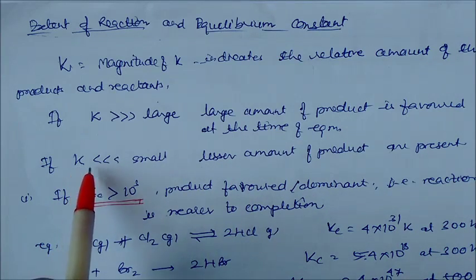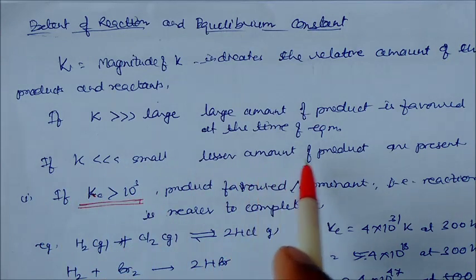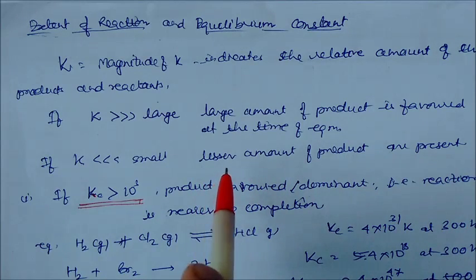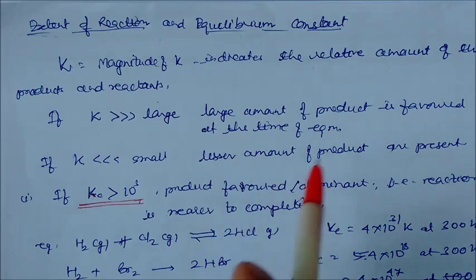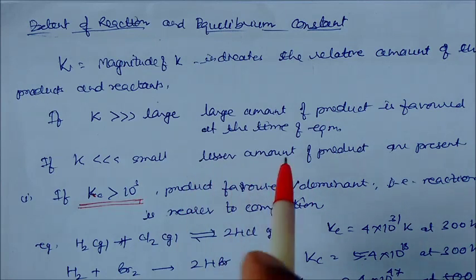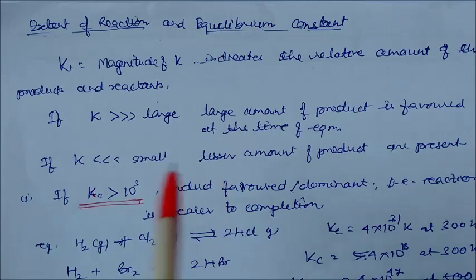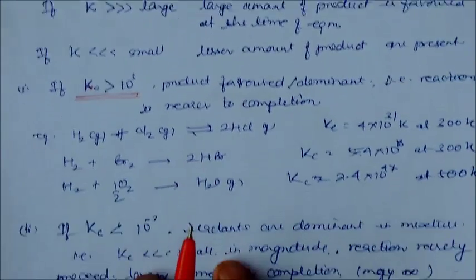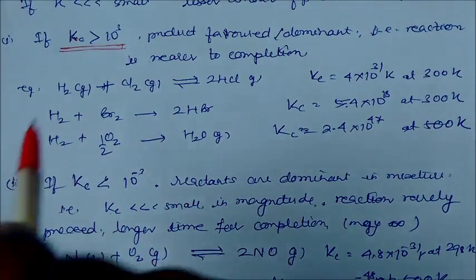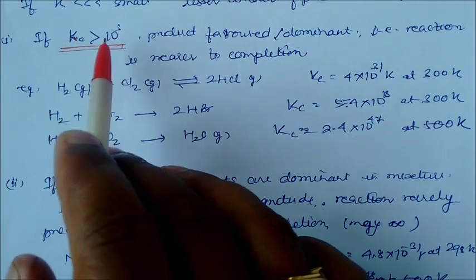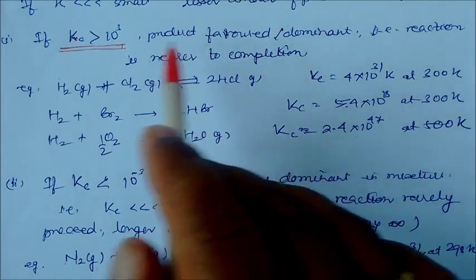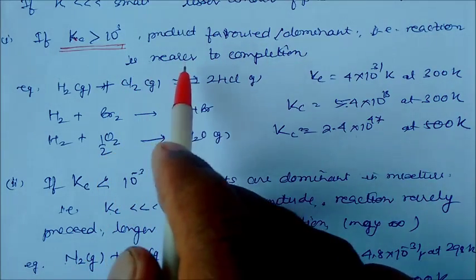If the value of the equilibrium constant is very small, it means a lesser amount of product is present, so the product is hardly formed. It looks like the reaction has not taken place. The reaction had taken place, but it looks like it did not because the majority of the reactant is present. We will understand this by taking some numerical values. If Kc is greater than 1000, then the product is favored and dominant. That is a reaction nearer to completion.